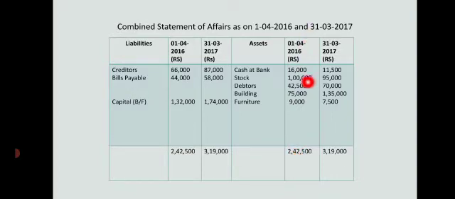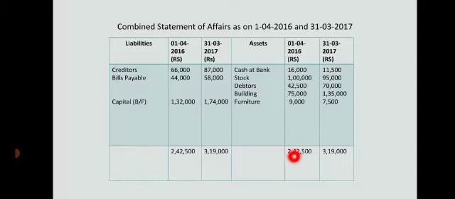So asset side, the total is 2,42,500, which is more, and liability side total is, that is 66,000 plus 44,000. We are supposed to deduct 2,42,500 minus 66,000 and 44,000, and the balancing figure is opening capital 1,32,000.